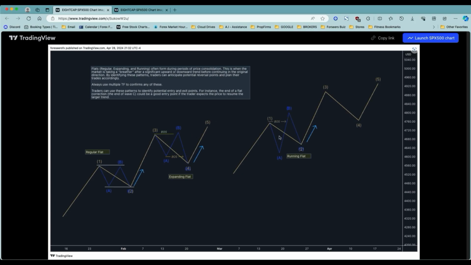Now we have running flats. So as you can see, we start marking it up from the end of wave 1. So we go down, right? And then up. We have that break of structure past wave A. And then we go back down. We don't go past wave A. As you can see, it did not go past it, but it still took liquidity on top, and then comes back down.